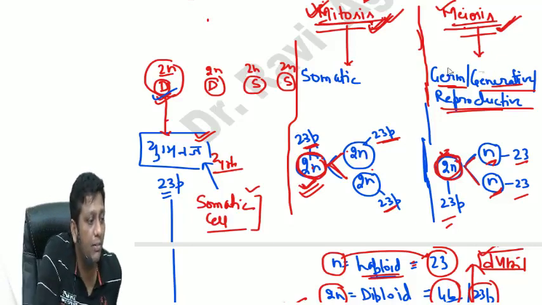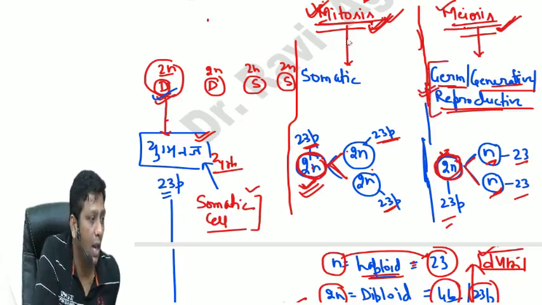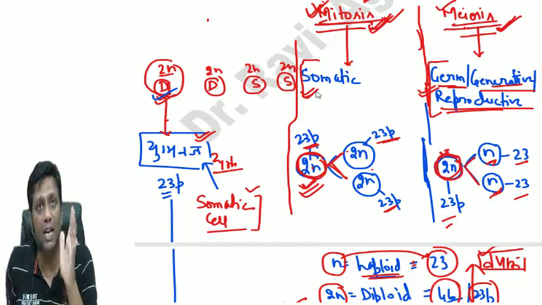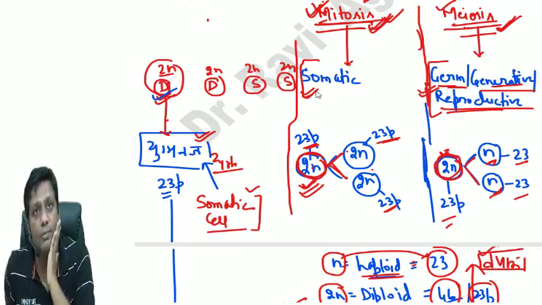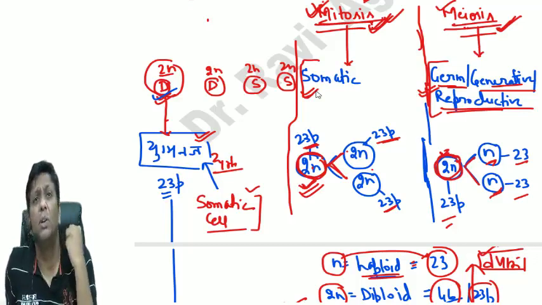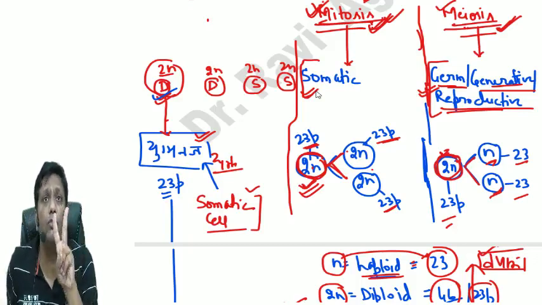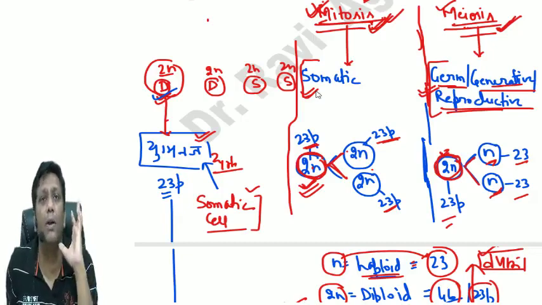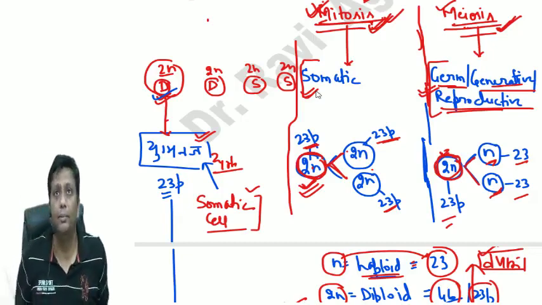Meiosis is performed in germ cells, generative cells or reproductive cells, and mitosis division is performed in somatic cells. I hope you understood all the factual information regarding mitosis and meiosis. Overall, mitosis and meiosis have many differences, but if you are clear on only these two differences, you can understand your entire discussion of biotechnology here.